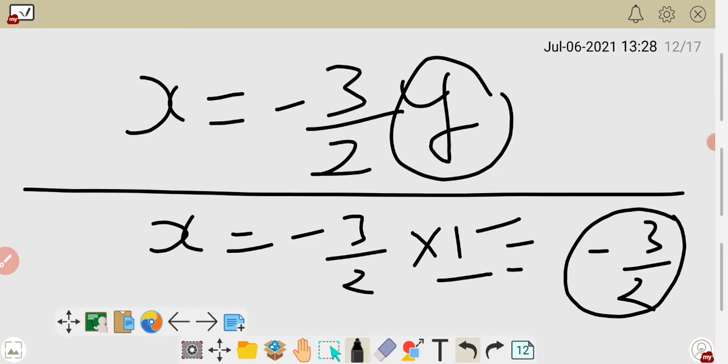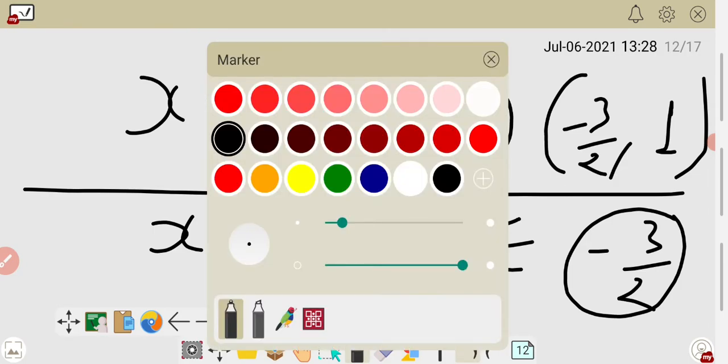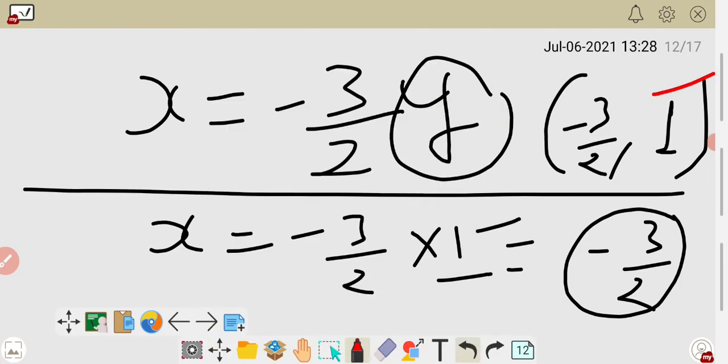Here you see that when you take y as 1, then x you get as minus 3 by 2. So write these two values in a bracket such that the first is the position of x and the second is the position of y. So when you take y as 1, write 1 here, and when you get x after calculation, you get minus 3 by 2.